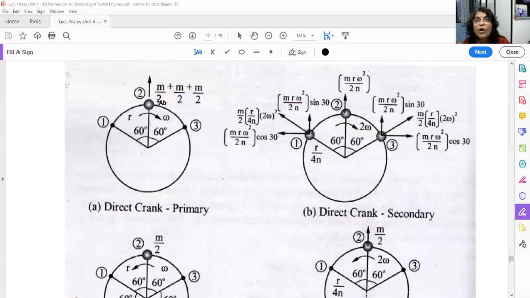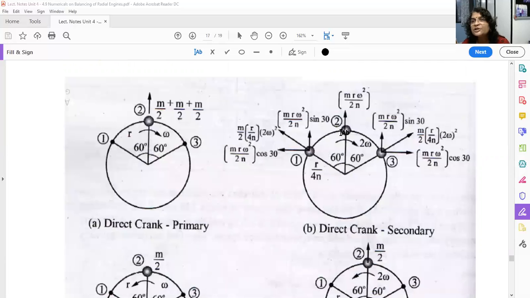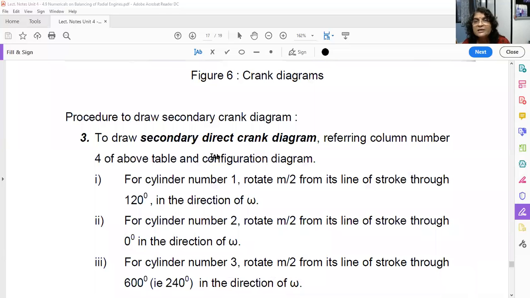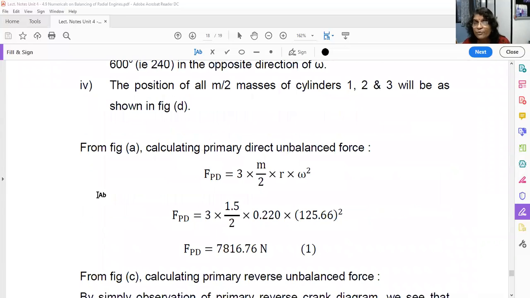For example, here all m by 2 are concentrating here. In this diagram, m by 2 will be placing here, here, and here. Here also, this will be taking this position, and here this will be taking this position. So by simply calculating or knowing this m, r, omega square and n, you can calculate the magnitude of these forces. So what is the magnitude of unbalanced primary force basically? What is the formula? mr omega square. Okay, but here we are considering half mass only for direct, half will be for reverse. So it is m by 2.